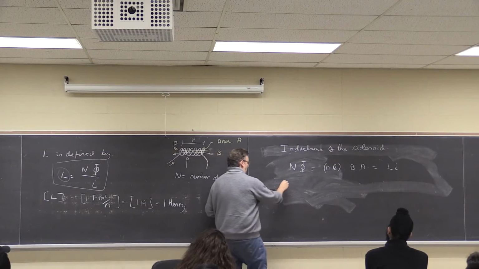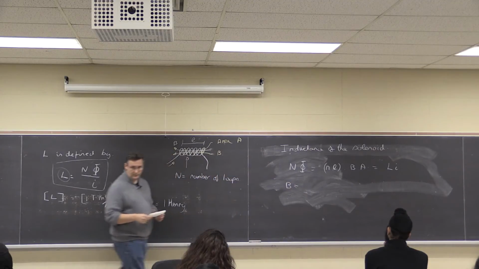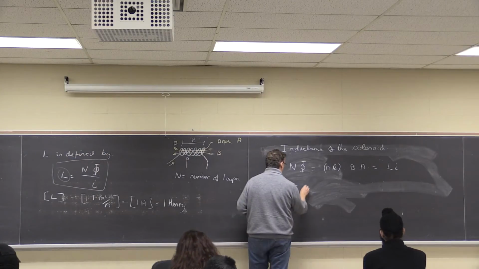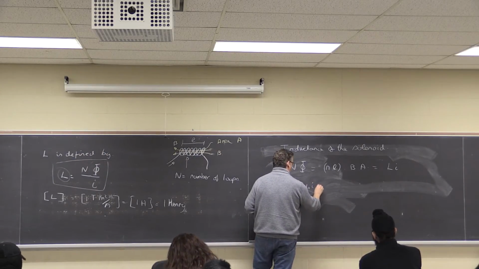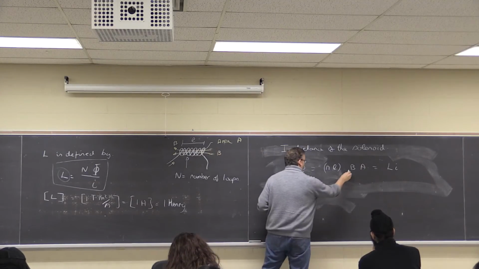But if you think back two or three lectures, we worked out the magnetic field due to a solenoid. And that was mu naught I times small n, the number of turns per meter. So we could plug this into there.